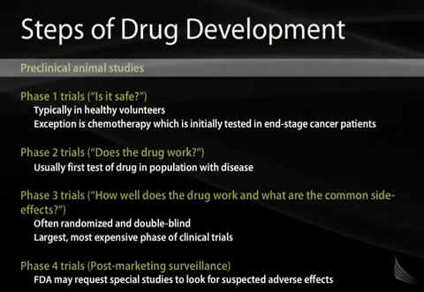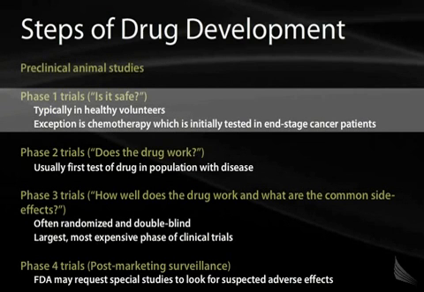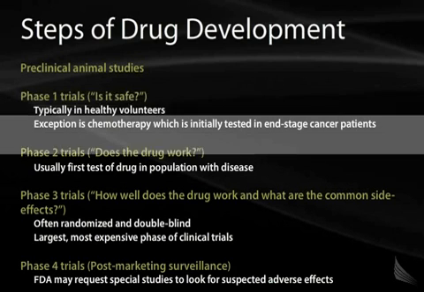The steps of drug development are outlined in this slide. First of all, medications are tested in animals. These are called the preclinical animal studies. After this, healthy volunteers are given the medication in phase 1 trials. The question for phase 1 trials is: are the drugs safe for volunteers? One exception to this is chemotherapy medications, which are initially tested in patients that have cancer.